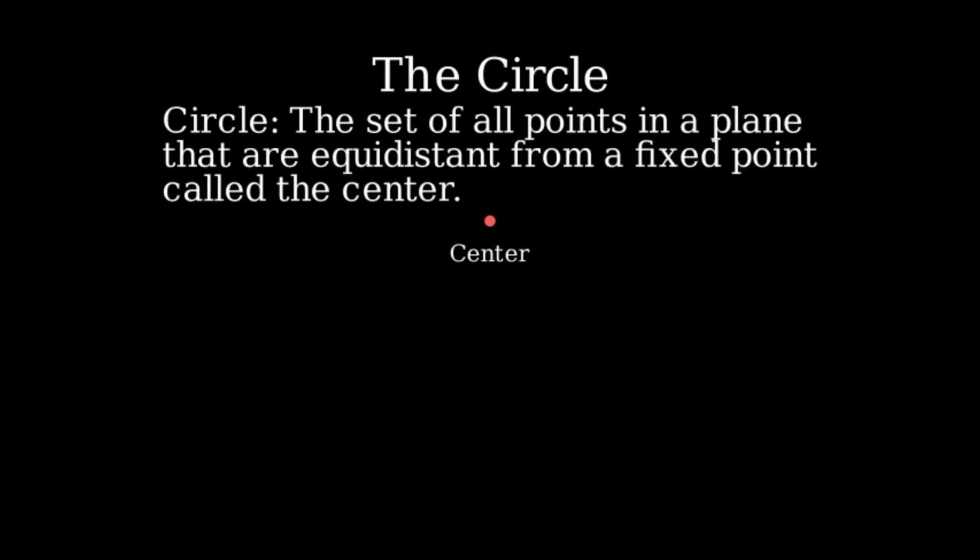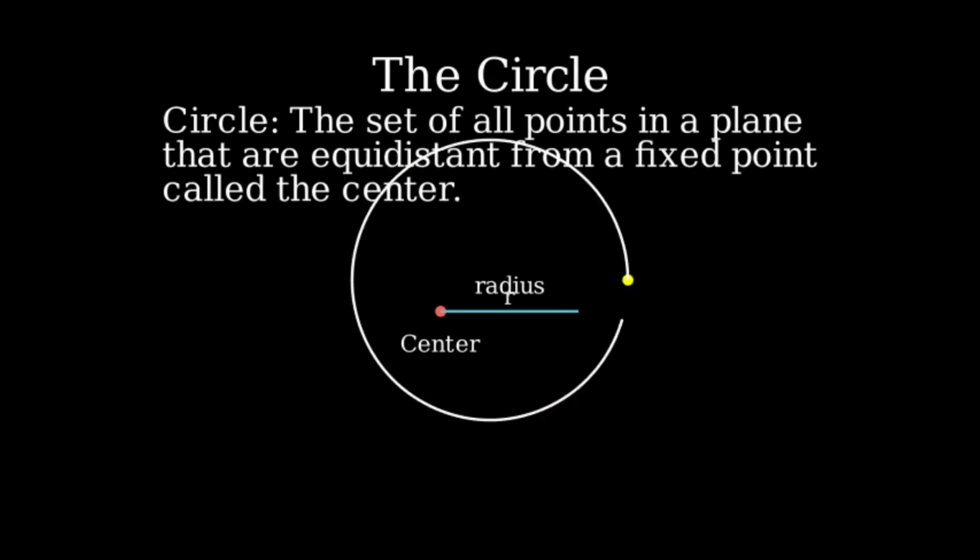First, we start with a point. This will be our center. Then we pick a distance. This will be our radius. Now, imagine taking a point and moving it around the center while always keeping it exactly this radius distance away.